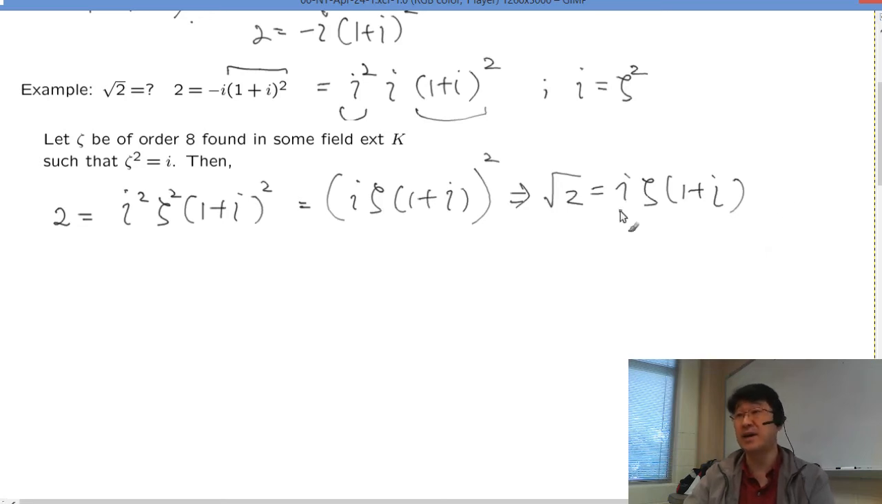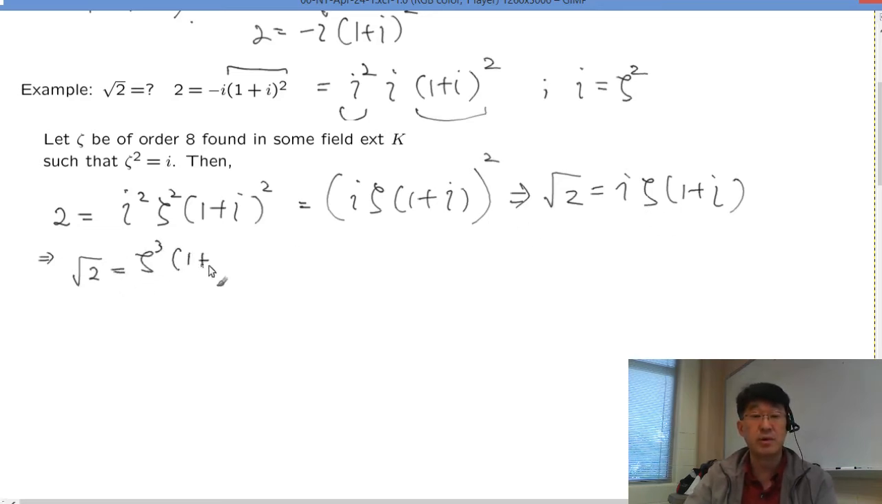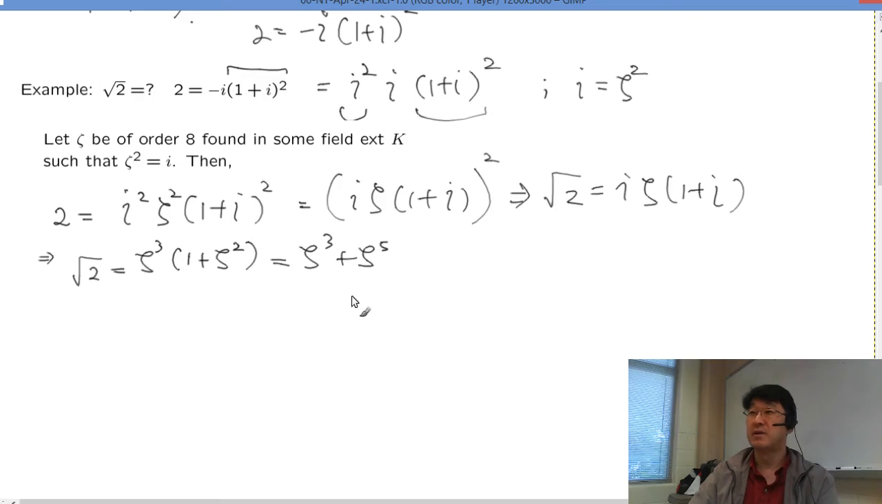Now I can rewrite this i as zeta squared. So here is the idea: square root of 2 is zeta squared times zeta times 1 plus zeta squared in there. If you expand it, this is zeta to the third and zeta to the fifth. If you notice there's an element of order 8 in the field, take the third power plus the fifth power, and it's automatically the square root of 2. This is like a universal statement. It doesn't depend on your choice of p or anything. And now you bring it into F_p, and the property kicks in.